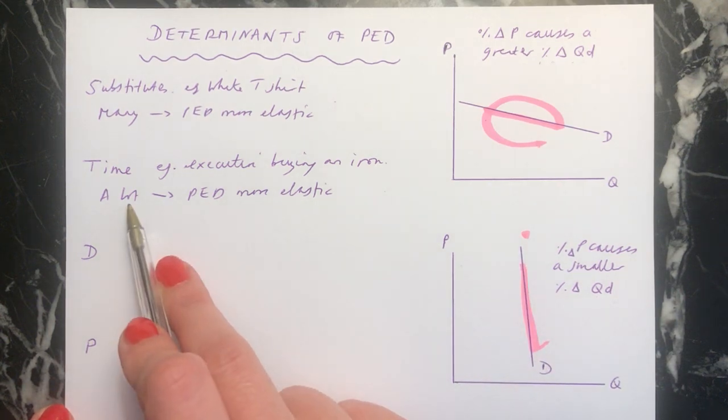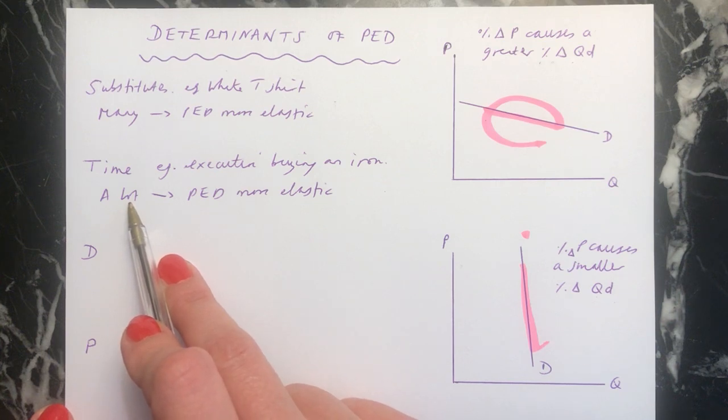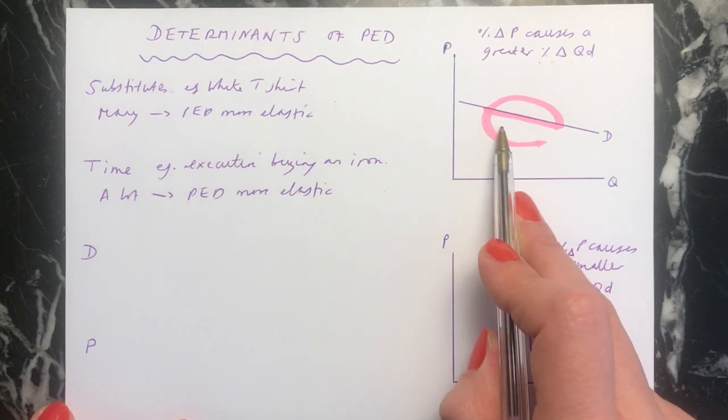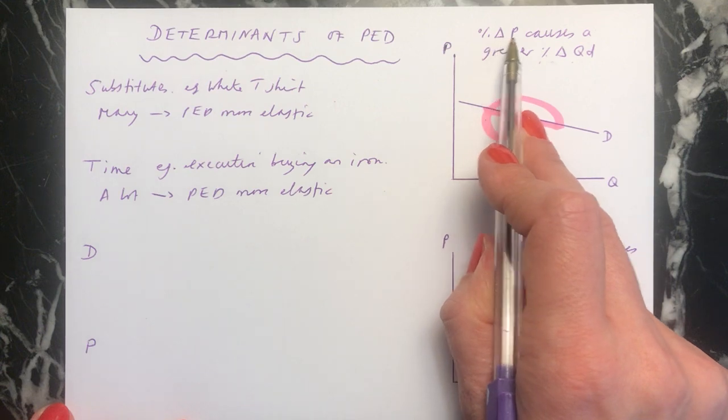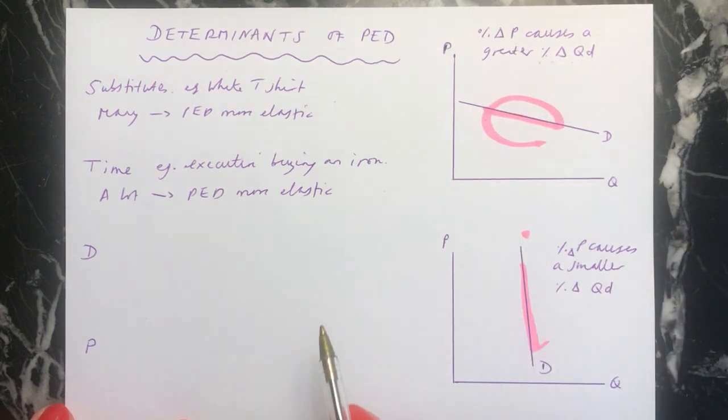However, if you have a lot of time on your hands, maybe you're a student, you would be able to go and look around for the cheapest iron. So if they put the price of the iron up at all, you'll go and find the iron somewhere else. So a percentage change in price would cause a greater percentage change in quantity demanded.